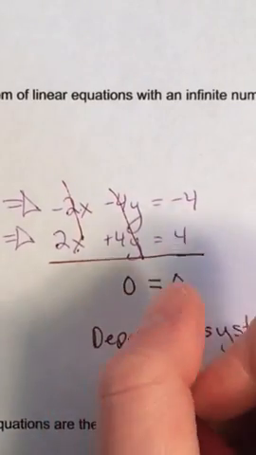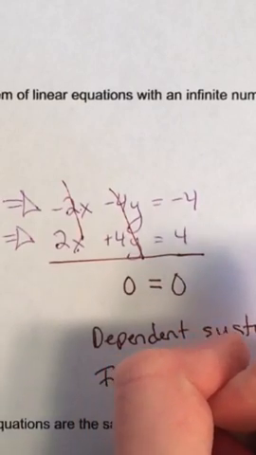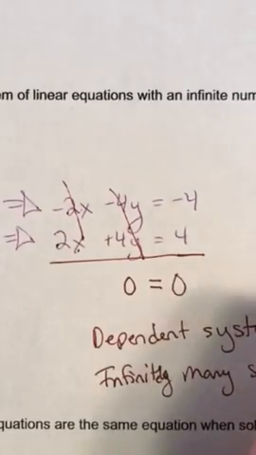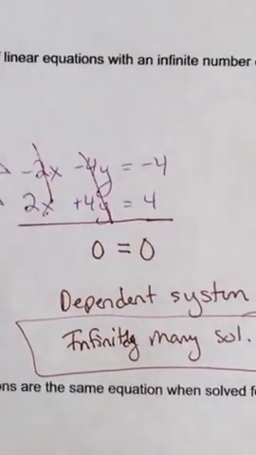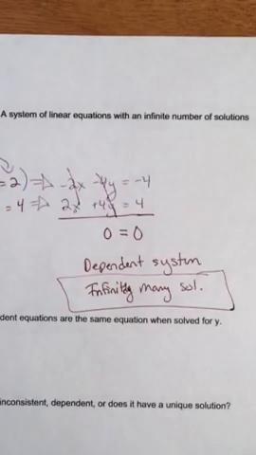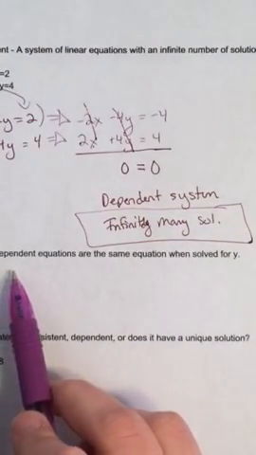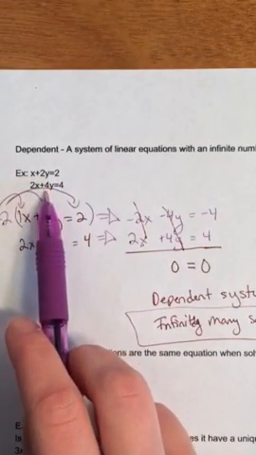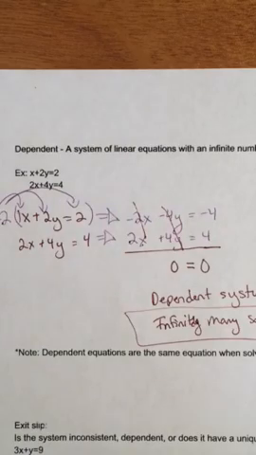But usually what you guys are going to write for your answer is infinitely many solutions. Okay? This will be your answer. Infinitely many solutions, or just infinite. Okay? So today, your two answers are either going to be either some sort of x equals something, y equals something, dependent, or inconsistent. Okay? So dependent equations are the same equation when solved for y. So if you actually sat here and solved for y like we did way back, you would get the exact same equation in y equals mx plus b form.